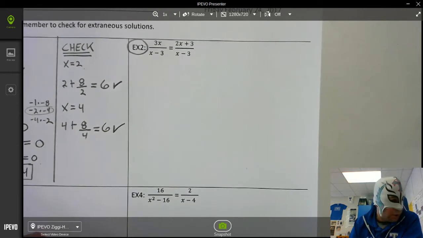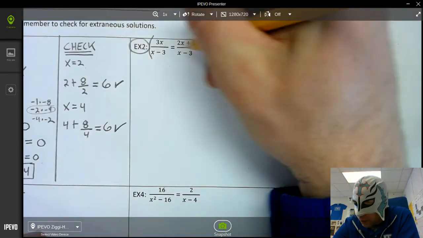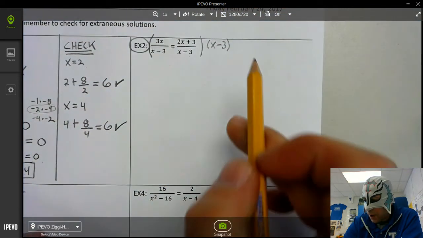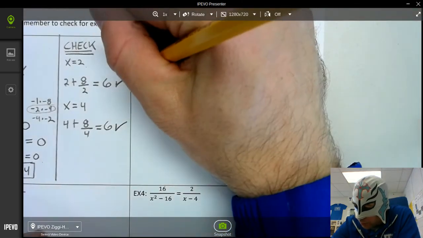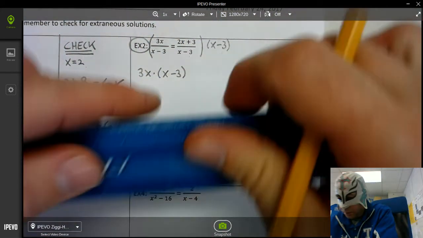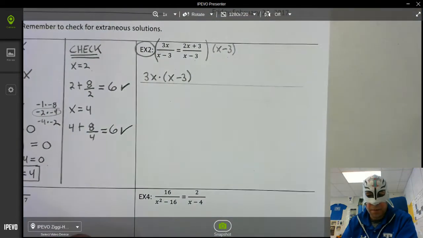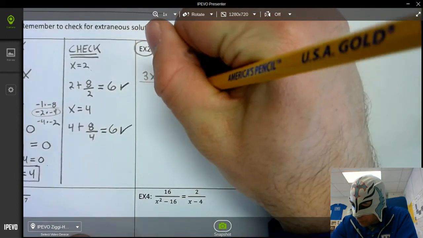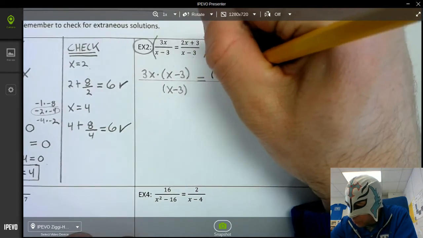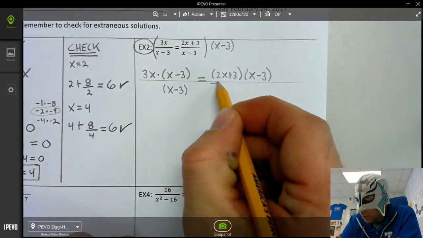All right, so step 1, multiply each term by the common denominator. So I see that the common denominator is x minus 3, so I'm going to multiply everything by x minus 3. So x minus 3 times 3x is 3x times x minus 3 divided by x minus 3 equals, now I'm going to go ahead and put the 2x plus 3 in parentheses, multiply that times x minus 3 divided by x minus 3.